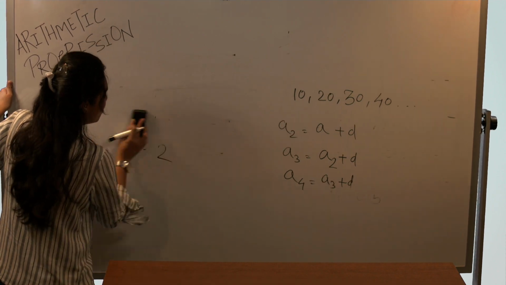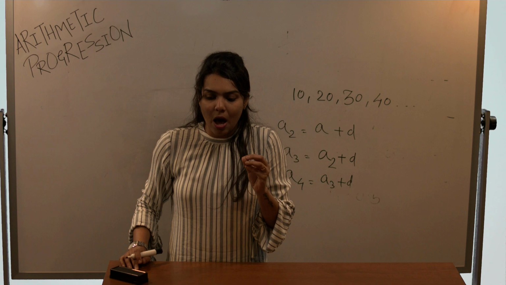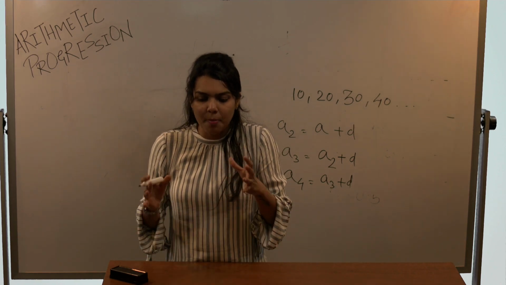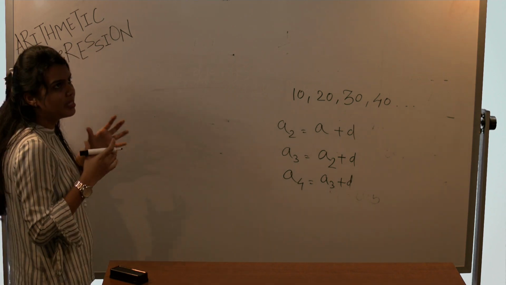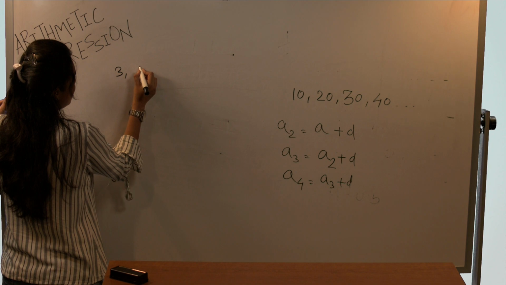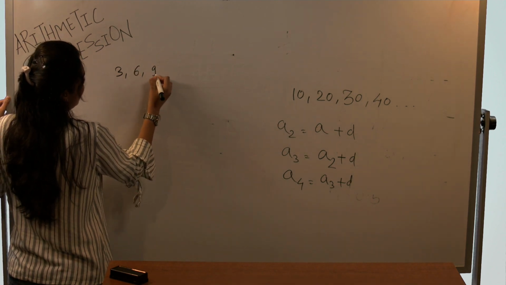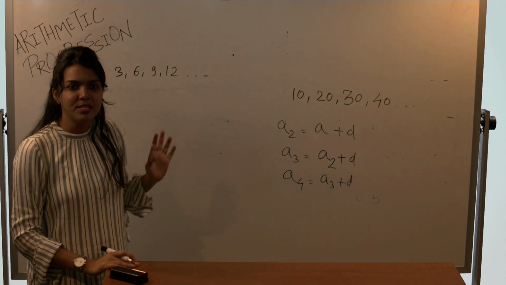Now, I hope you understand the concept of first term and common difference. Now, find out the first term and common difference in the given sequence. Okay, I'll give you a sequence: 3, 6, 9, 12. The sequence is given to you. What is the first term here?